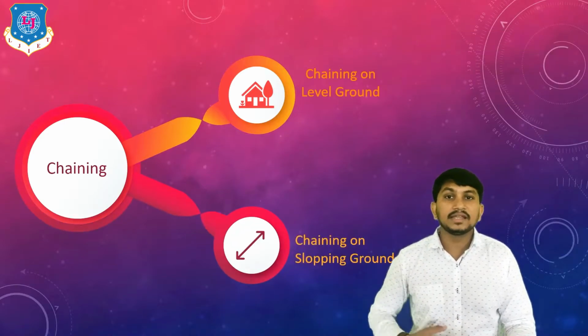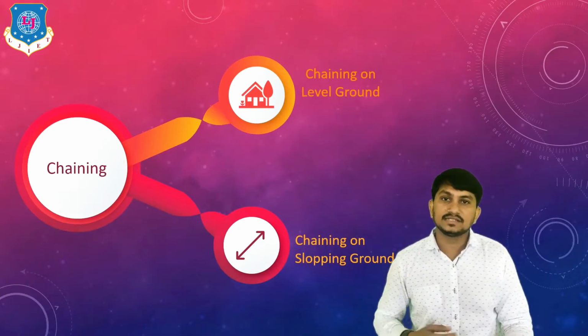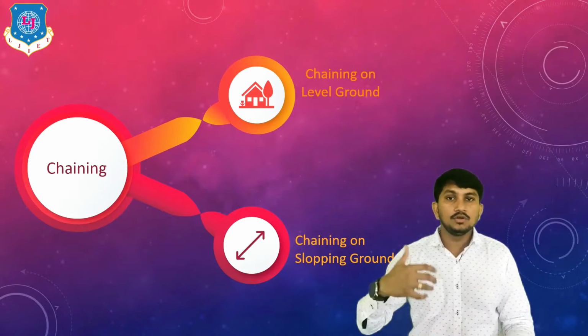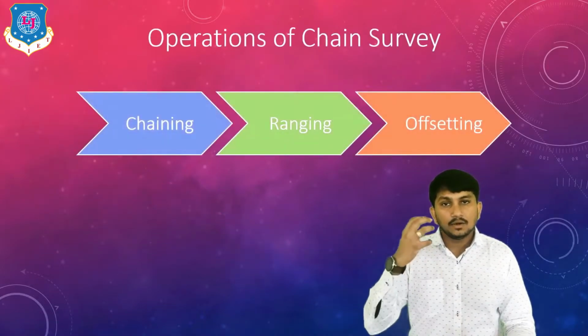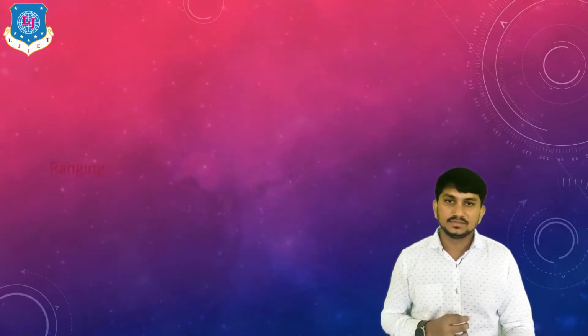Chaining on sloping ground can also be possible. It is not included in our syllabus. So we will move to the second operation of chain survey, which is ranging.